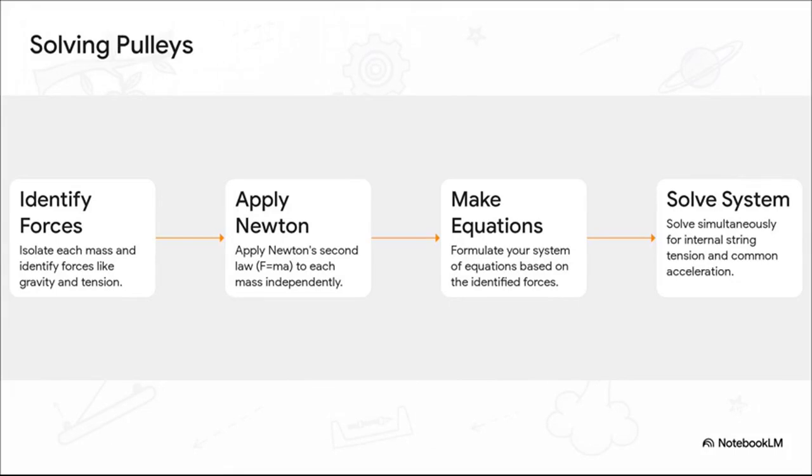To solve these, you just methodically step through an analytical process, like a recipe. Step 1. Isolate each mass and identify the forces, like gravity pulling down and tension pulling up the string. Step 2. Apply Newton's second law, F equals ma, to each mass completely independently. Step 3. Formulate your system of equations. And step 4. Just solve them simultaneously to find the internal string tension and the system's common acceleration.